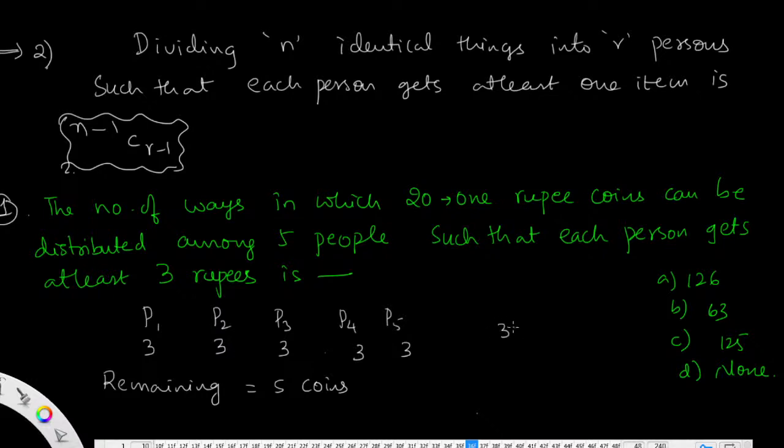Totally 3 into 5, 15 over. Then totally we have 21 rupee coins. So 20 minus 15, that is remaining coins are 5. So remaining coins are 5 means this can be distributed among these 5 persons, that is P1 plus P2 plus P3 plus P4 plus P5 equal to remaining 5 rupees can be distributed.